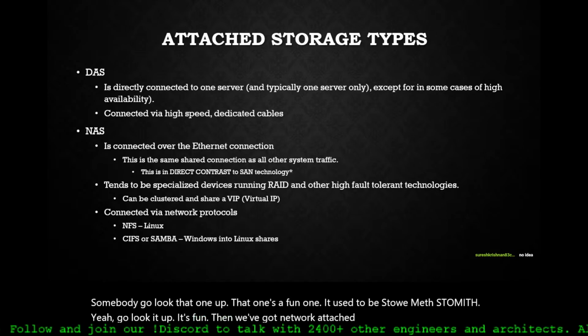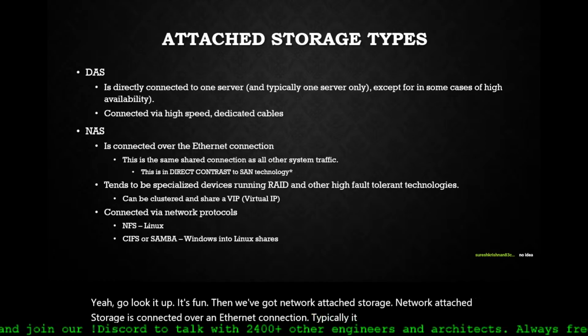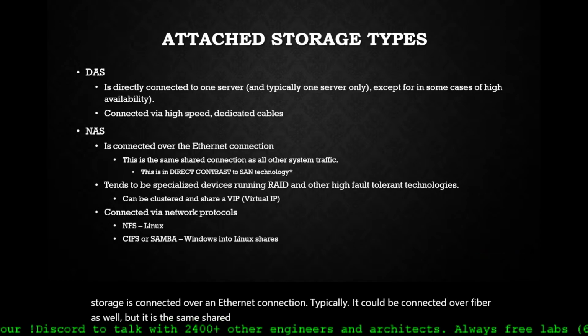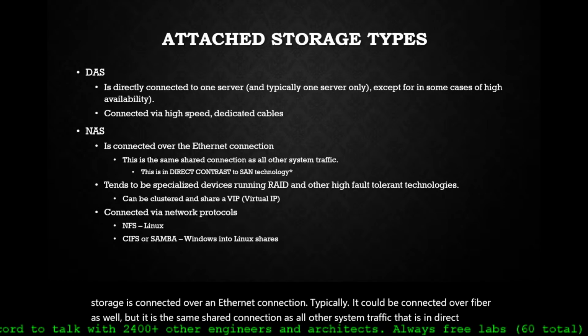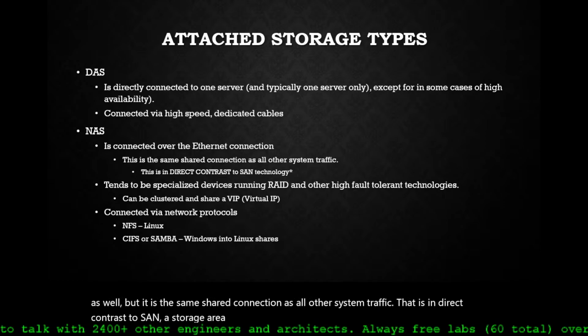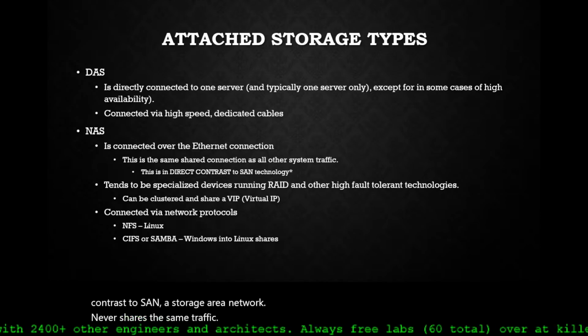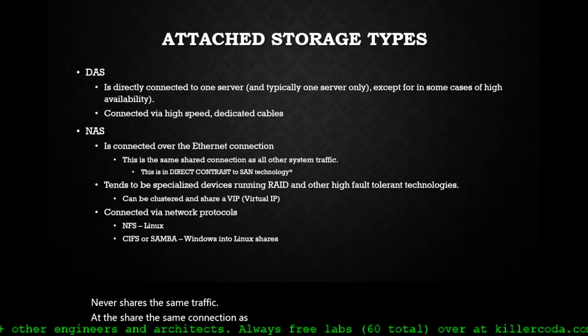Then we've got network attached storage. Network attached storage is connected over an Ethernet connection, typically. It could be connected over fiber as well. But it is the same shared connection as all other system traffic. That is in direct contrast to SAN. A storage area network never shares the same traffic at the same connection as a normal network.